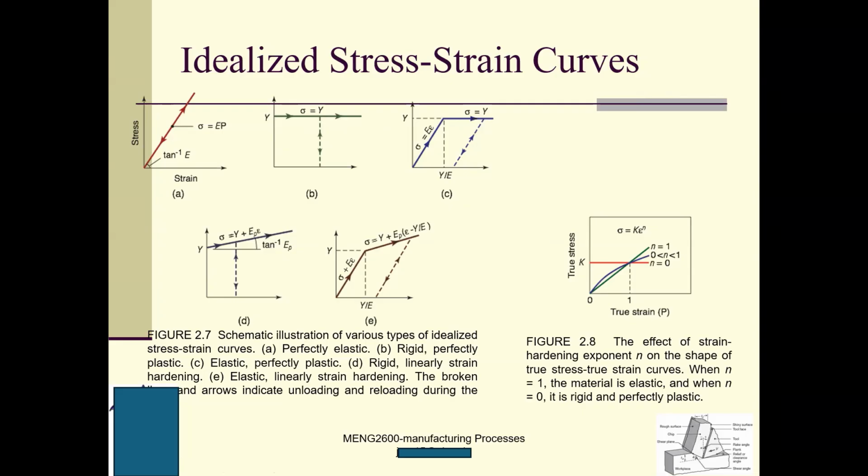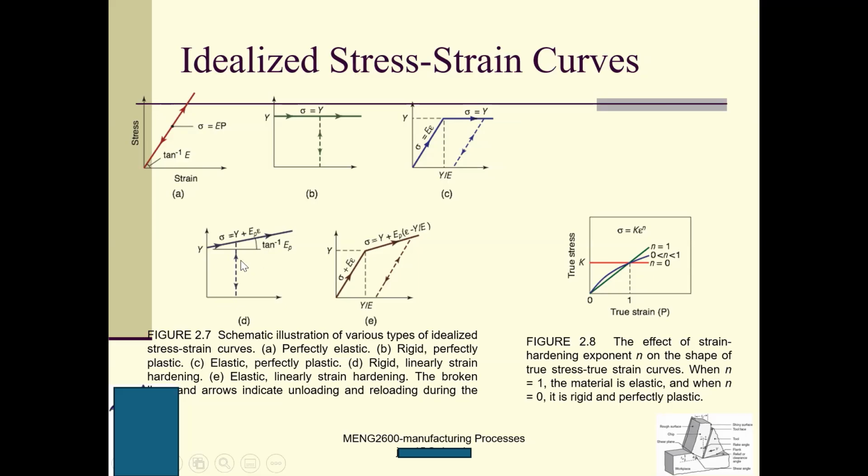Strain hardening means that if I have some plastic deformation, I can increase the yield strength. But here, perfect plastic means that no matter how much plastic deformation you have, you will not increase the yield strength. See, I have plastic deformation here, but my yield strength does not change. It remains the same. Right? This is called perfect plastic.